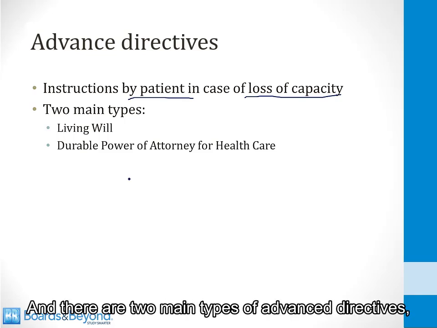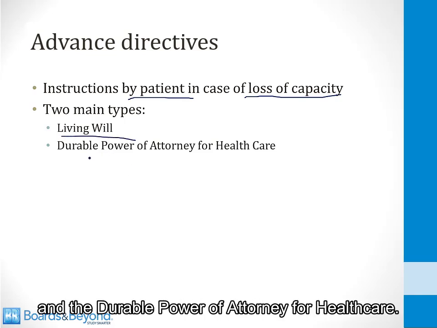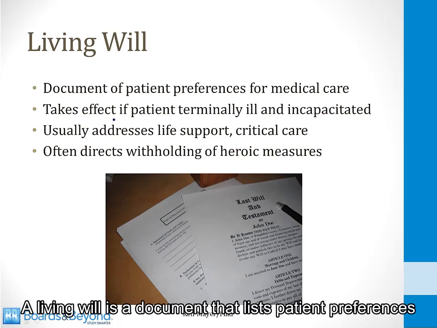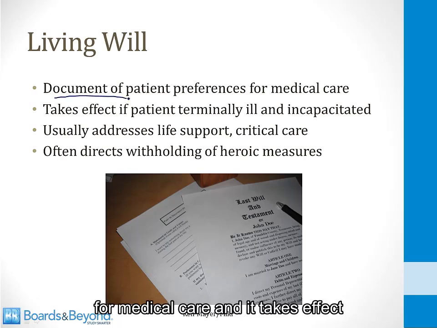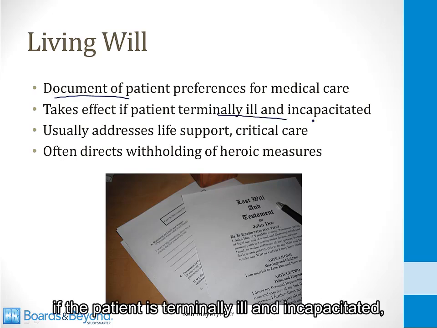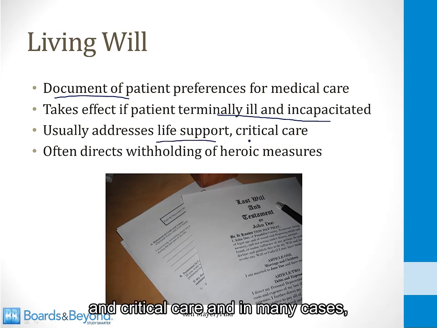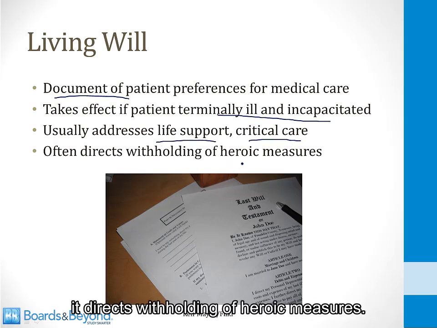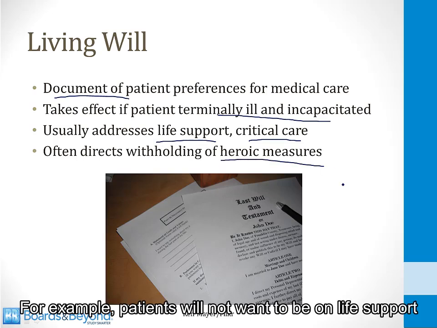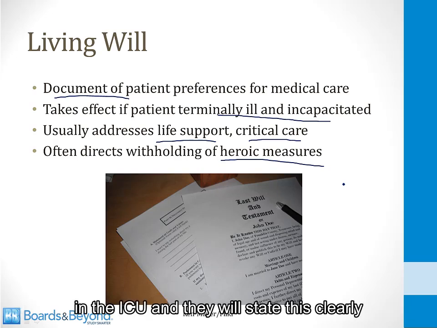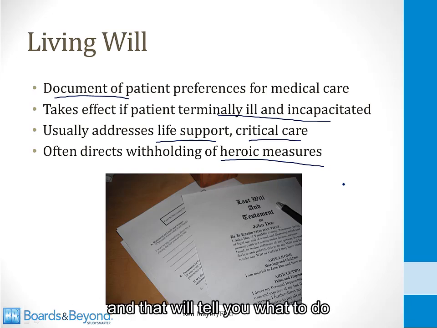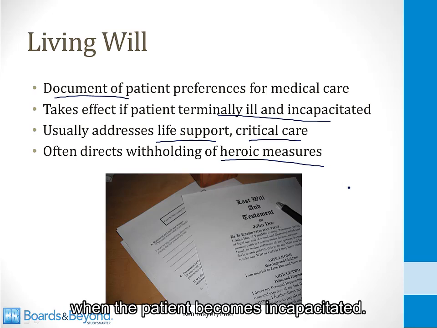And there are two main types of advance directives, the living will and the durable power of attorney for health care. A living will is a document that lists patient preferences for medical care, and it takes effect if the patient is terminally ill and incapacitated. And it usually addresses things like life support and critical care, and in many cases, it directs withholding of heroic measures. For example, patients will not want to be on life support in the ICU, and they will state this clearly in a living will, and that will tell you what to do when the patient becomes incapacitated.